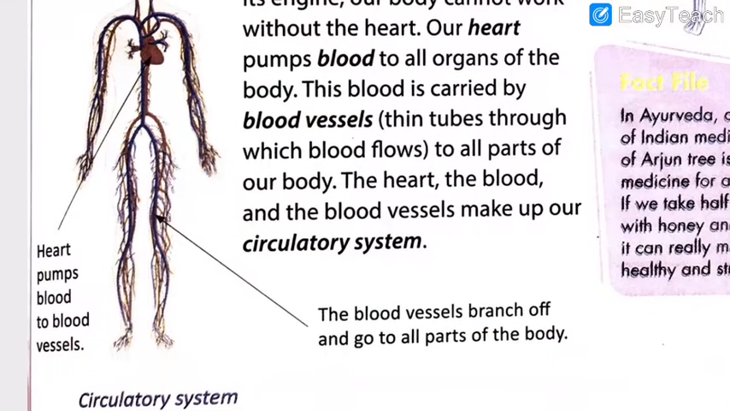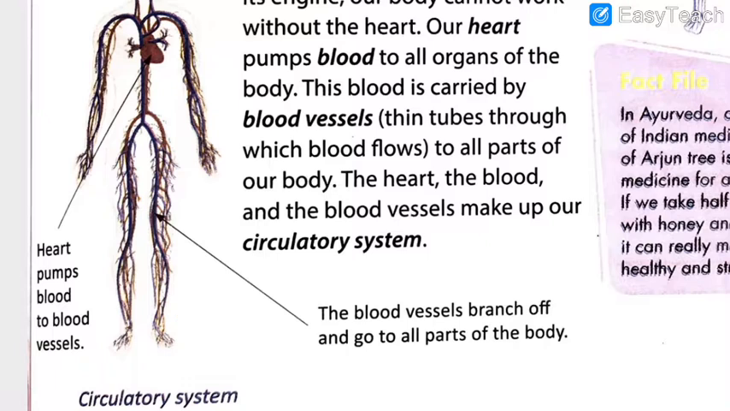Now as per the name, its work is to circulate the blood throughout the body. If you can see in the diagram, the heart pumps the blood to the blood vessels. Here is the heart located. It is not actually on the left side, it is in the center, but the heart is said to be on the left side because it is tilted, it is bent on the left side. Now the blood vessels branch off and go to all the parts of the body.